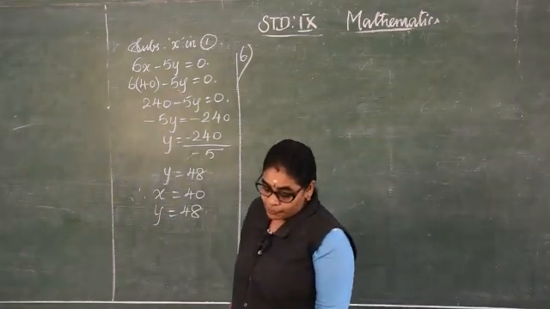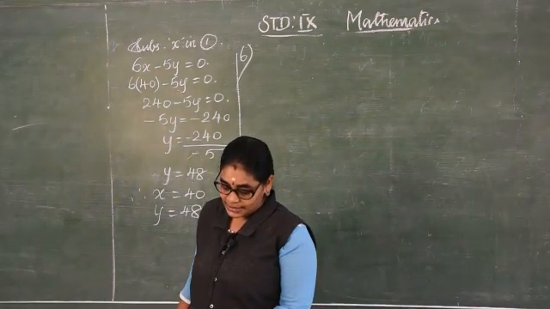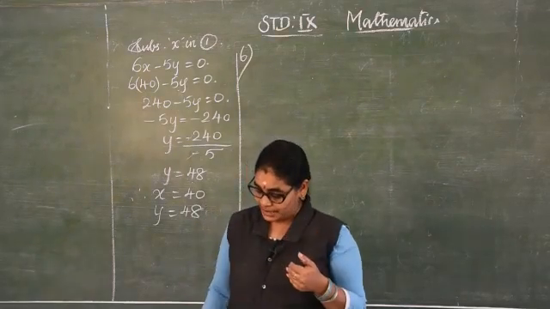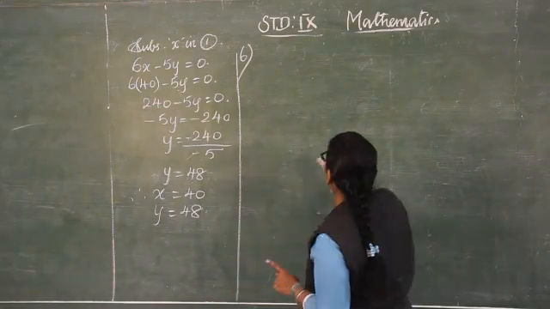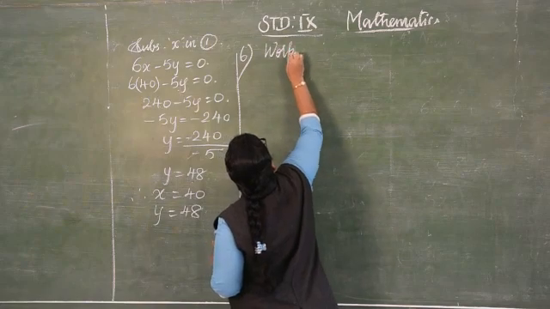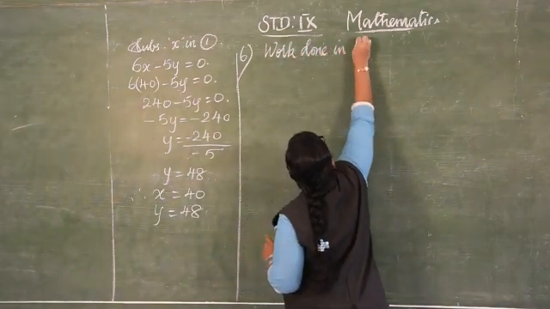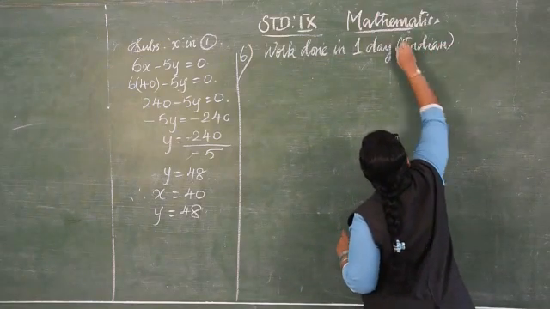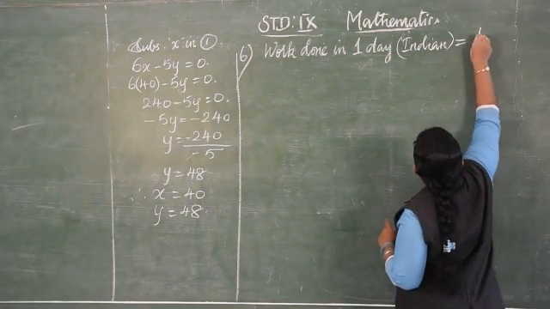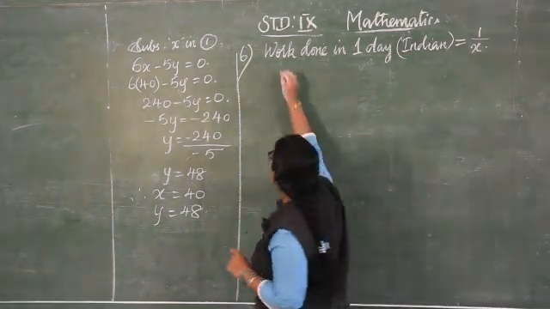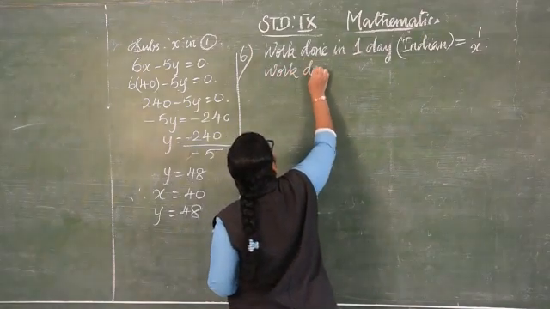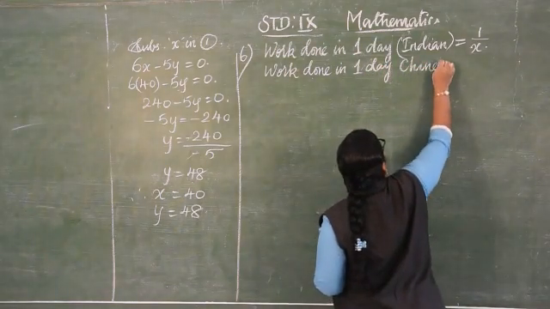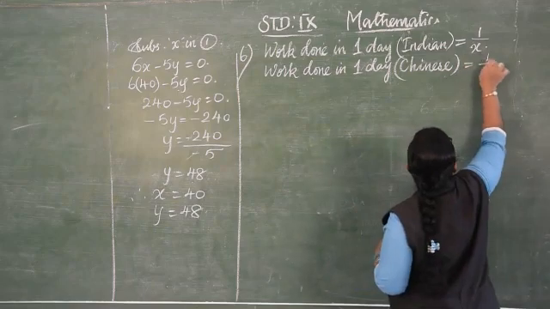The question is, 4 Indians and 4 Chinese can do a piece of work in 3 days. We know work done and time allotted will be considered to be 1 by x. So work done in 1 day by an Indian will be considered to be 1 by x. Now the same thing, work done in 1 day by a Chinese, so let us consider 1 by y.